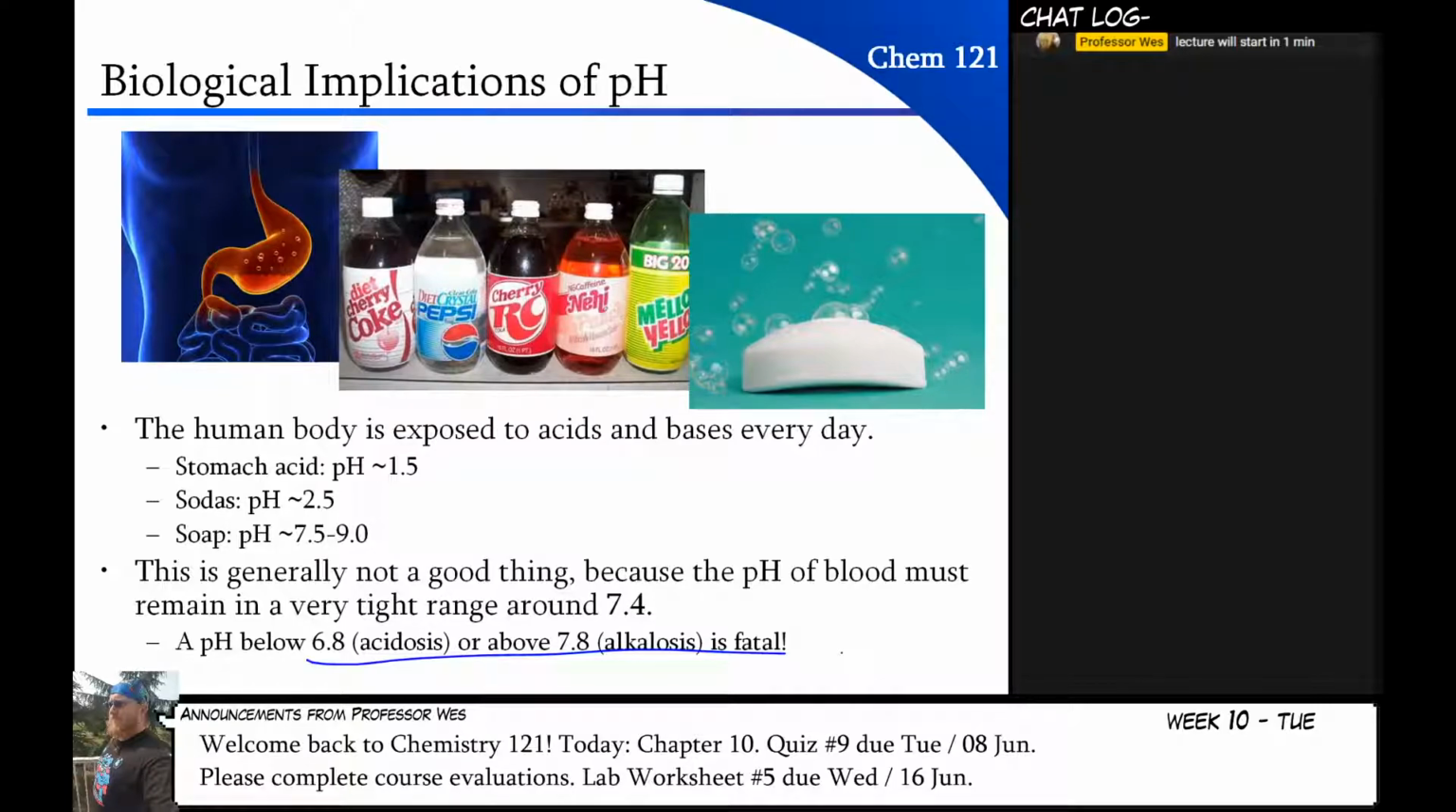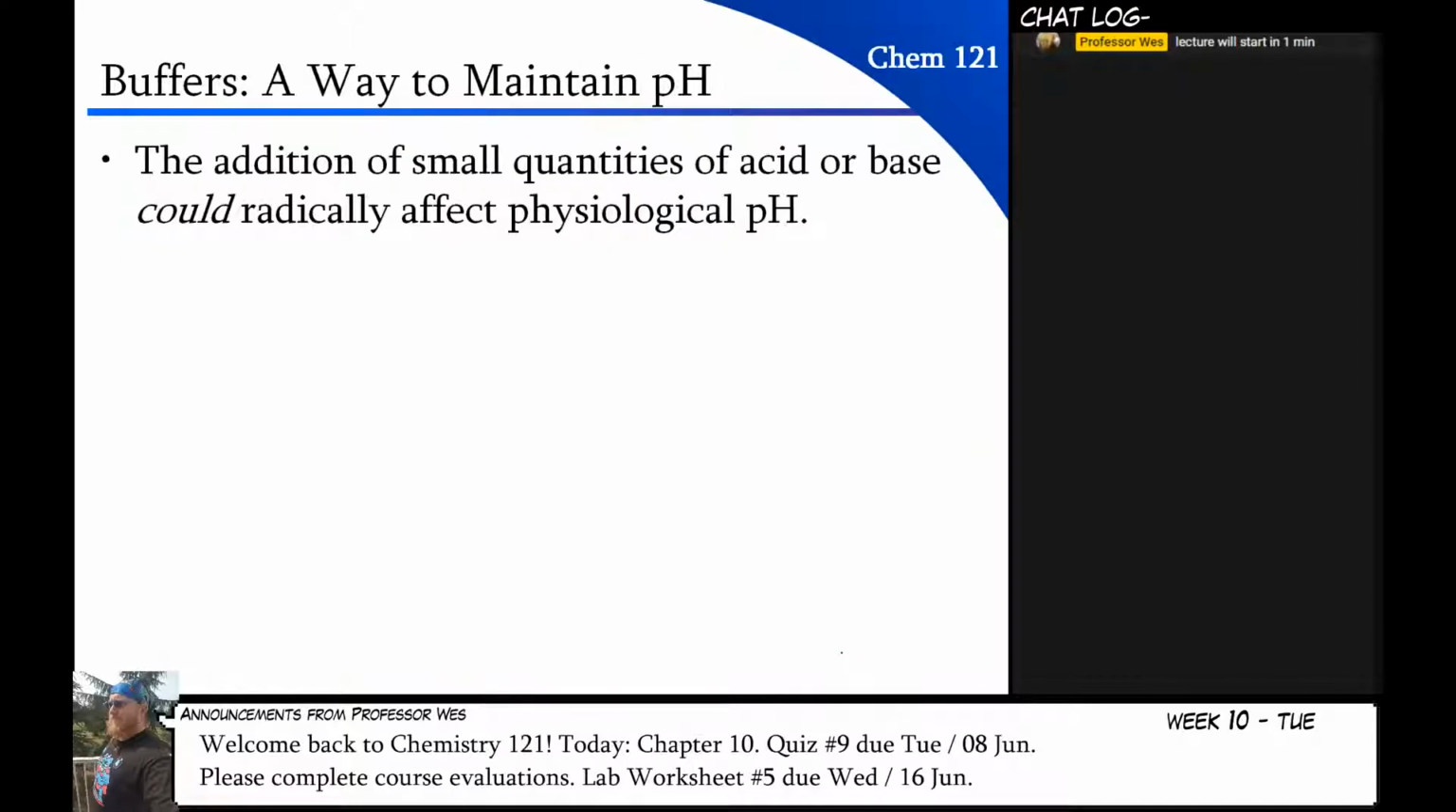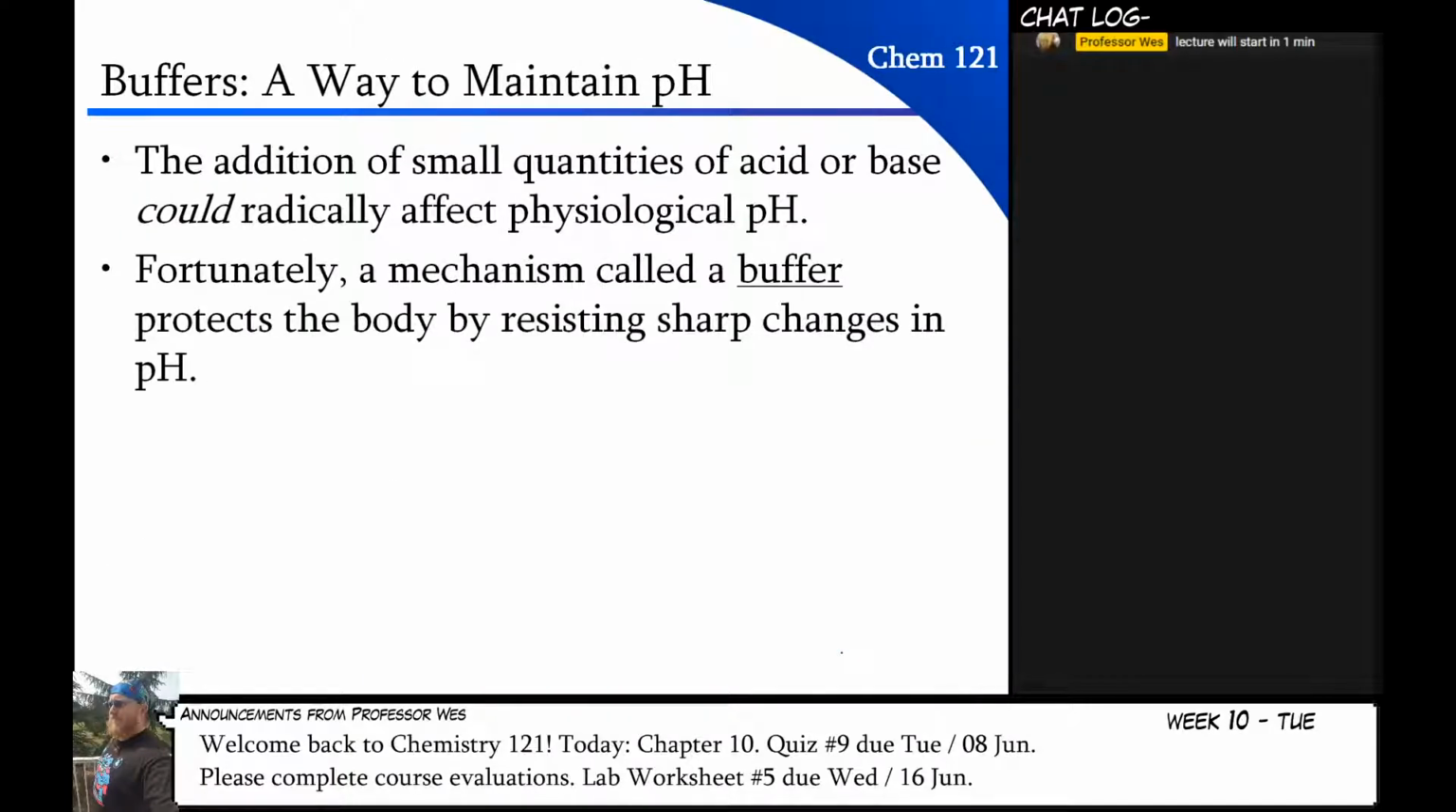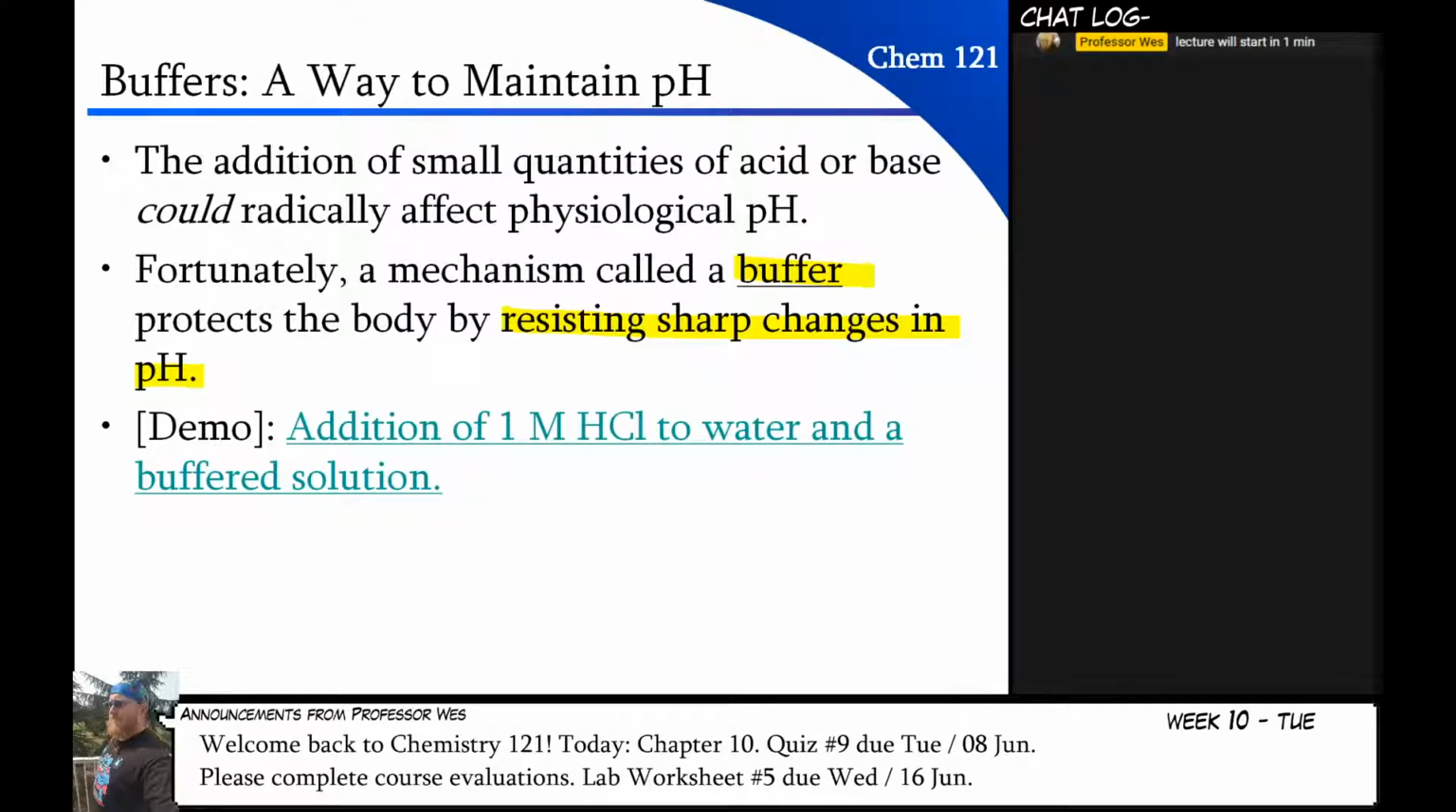So how do we deal with this in the bloodstream naturally? And the answer is that we have a buffer that resists the changes in pH. So the definition of a buffer is a series of chemical reactions that are put together to resist changes in pH. Now, a buffer is made of two things. A buffer must contain a weak acid and its conjugate base.